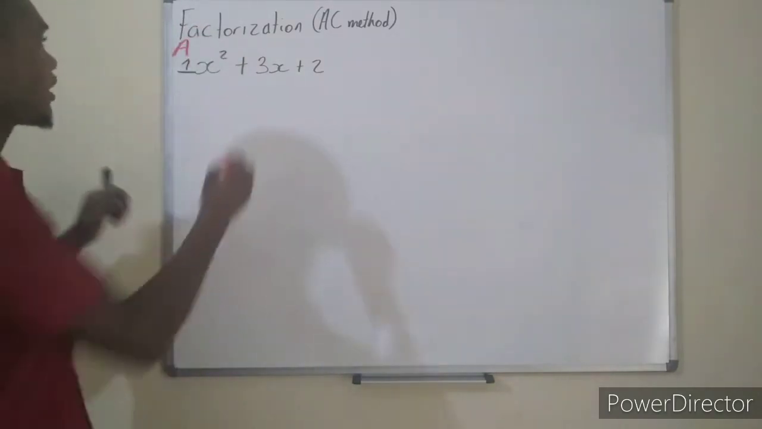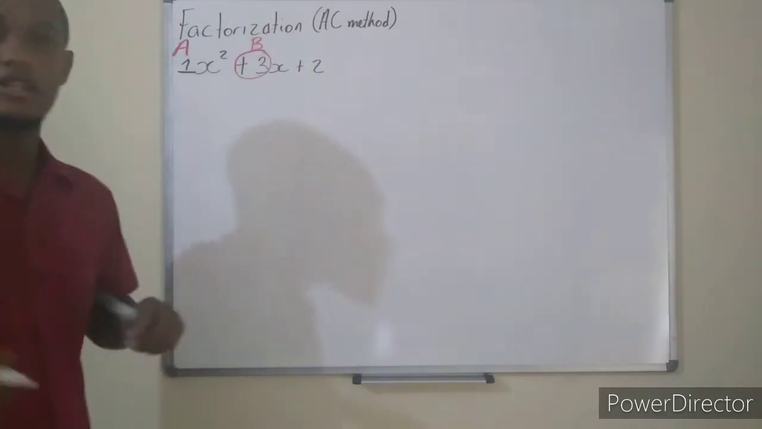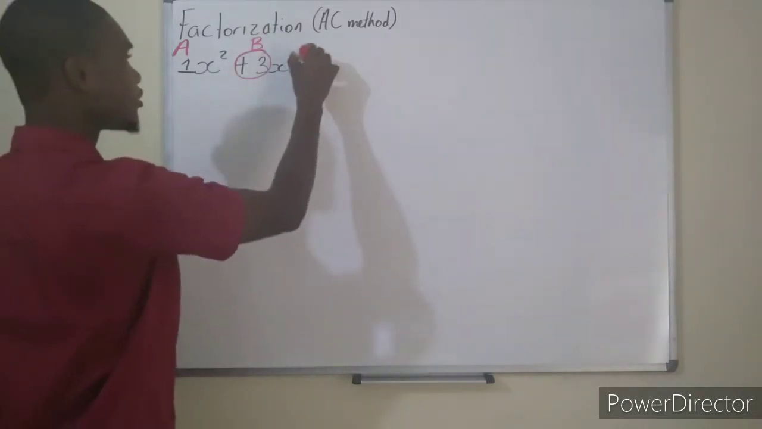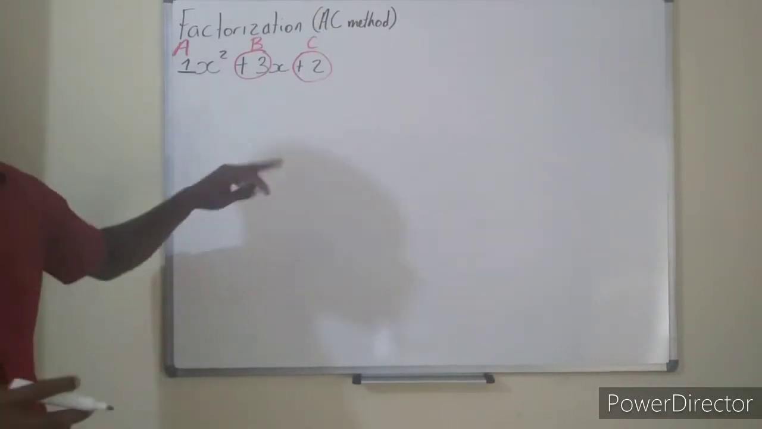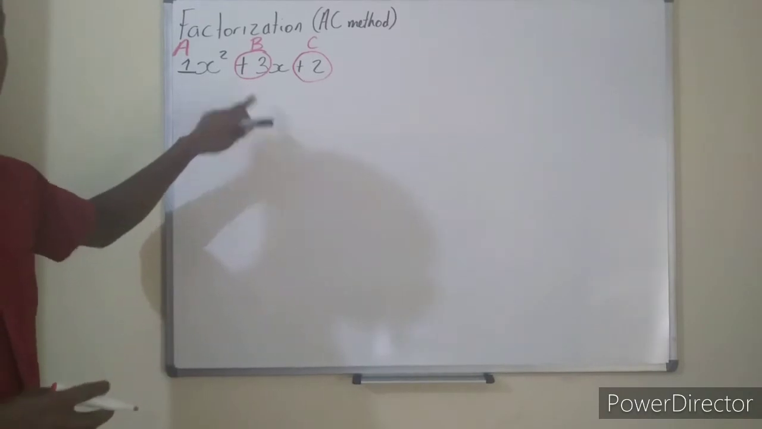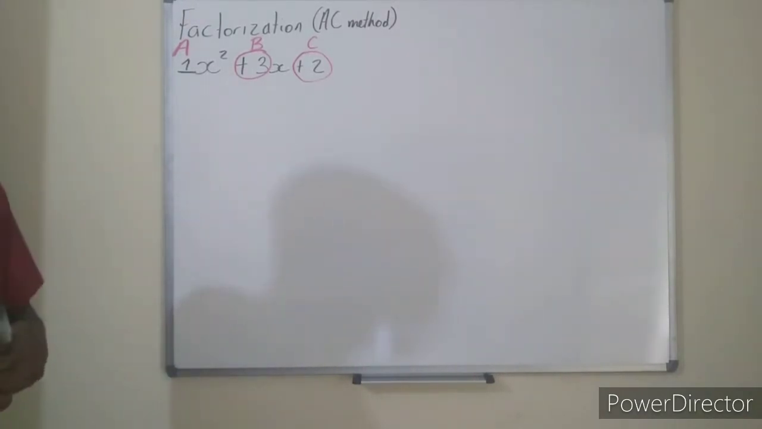Your B is the term here. And then C is the final term, along with the sign. So the sign must be included. So if it was a negative, this negative sign must be accounted for in A, B, or C.